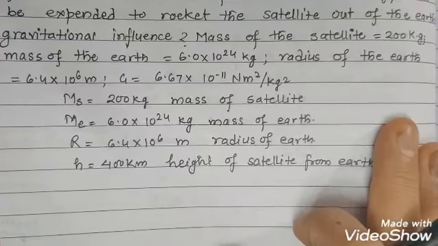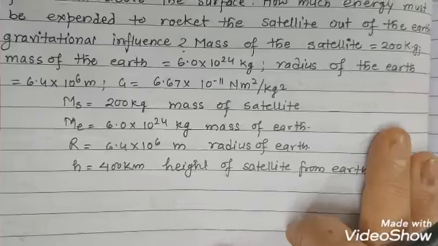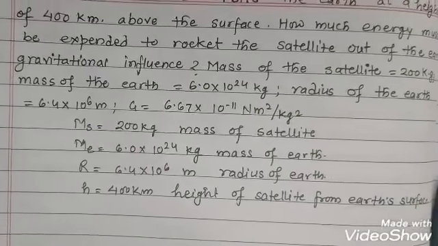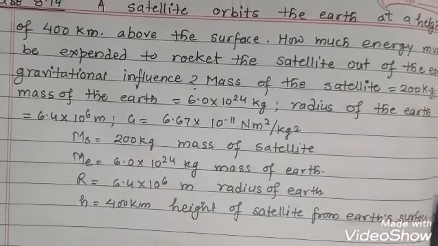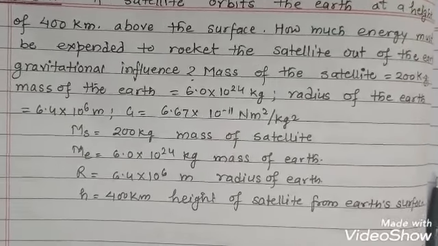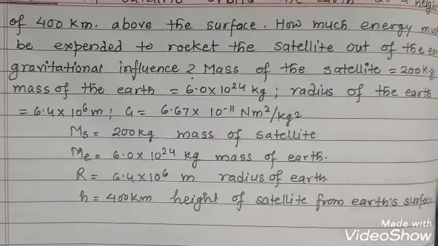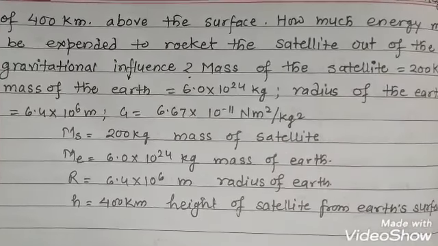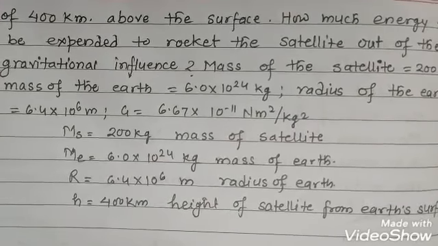So here it is asked to us how much energy must be expended. That means the energy which is required to rocket the satellite out of the earth's gravitational influence. Okay, so for that we will require actually the binding energy between the satellite and the earth. So for that we know the binding energy is what? It is minus of the total energy.